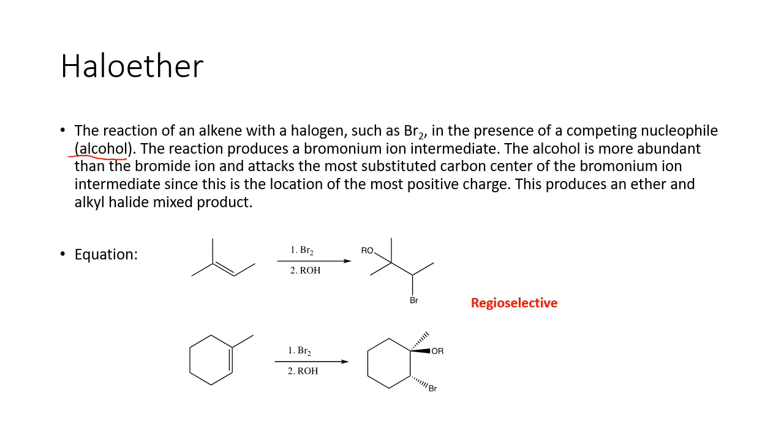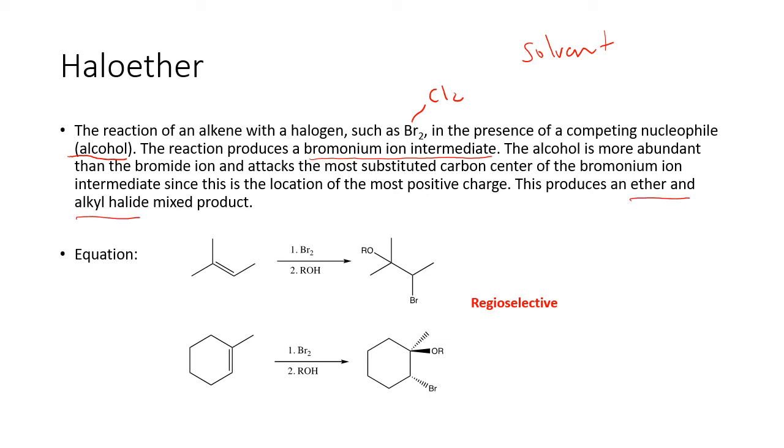So we're still going to start with the halogens such as chlorine, Cl2, or bromine, Br2. Our competing nucleophile will be an alcohol. We'll still go through the bromonium ion intermediate. The alcohol is more abundant. It's essentially the solvent that the reaction is carried out in, so there's much more of it. We're going to have the alcohol attacking the bromonium ion and opening that structure up. And we're going to end up producing an ether and an alkyl halide.